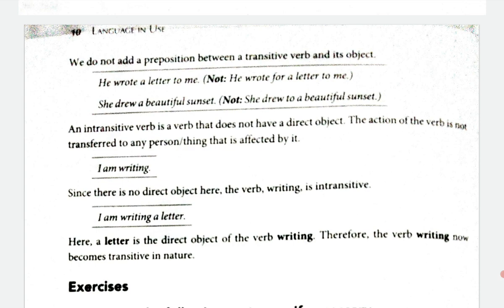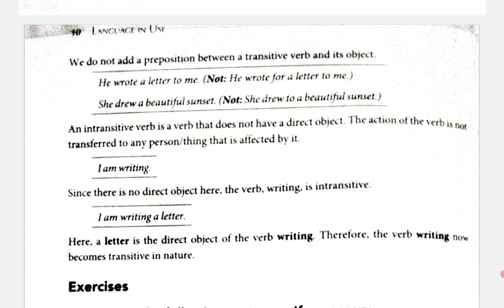Okay, so an intransitive verb does not connect to any object. It doesn't have a direct object at all. The action of the verb is not conveying some sort of message to a transferring object or something like that. Example: I am writing. It is simply I am writing. It is not like I am writing and going to give it to someone. It is not like that.